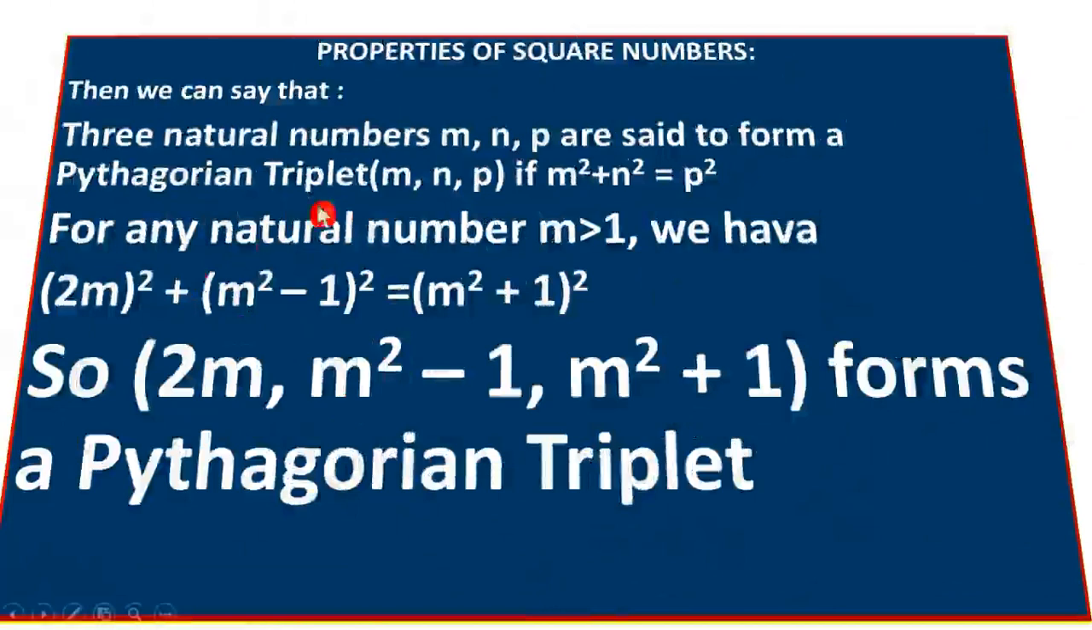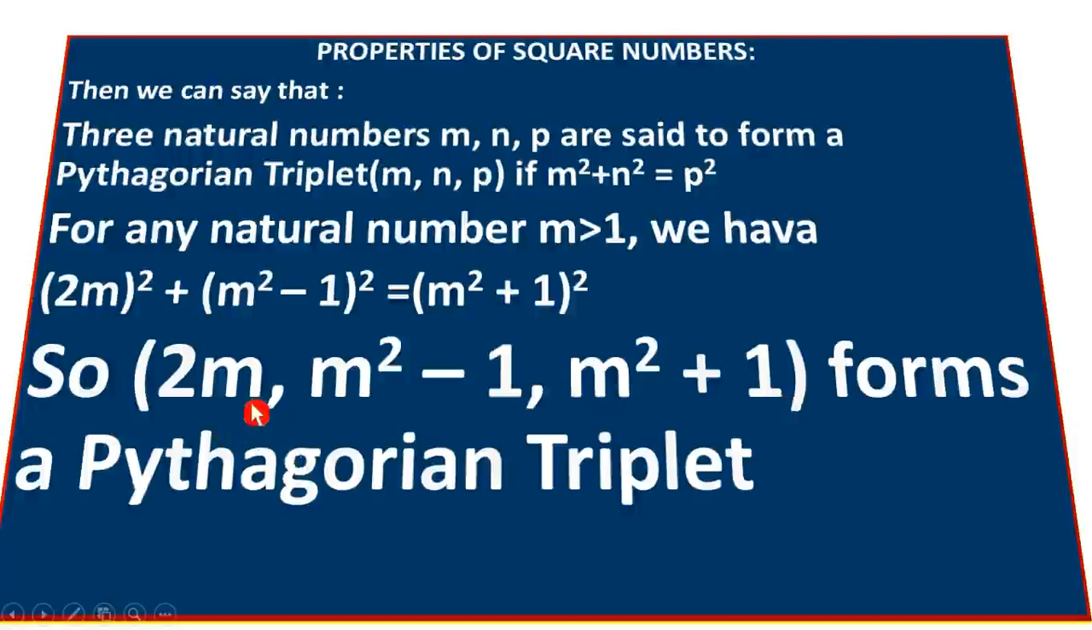If m, n and p are three natural numbers, then a Pythagorean triplet can be formed in this way: m square plus n square equal to p square. For any natural number m greater than 1, we have 2m whole square plus m square minus 1 whole square equal to m square plus 1 whole square. So children, 2m, m square minus 1 and m square plus 1 form a Pythagorean triplet.